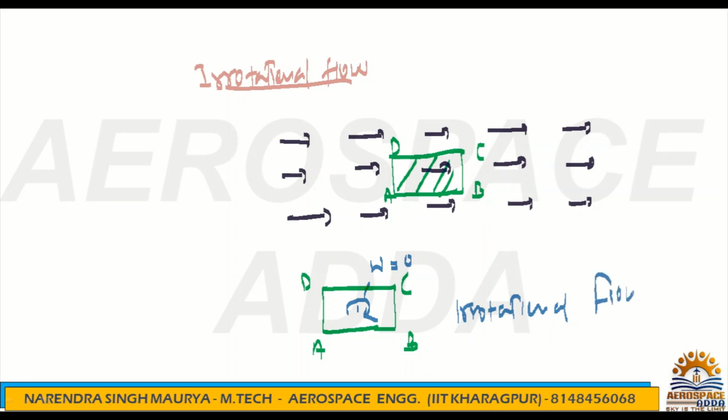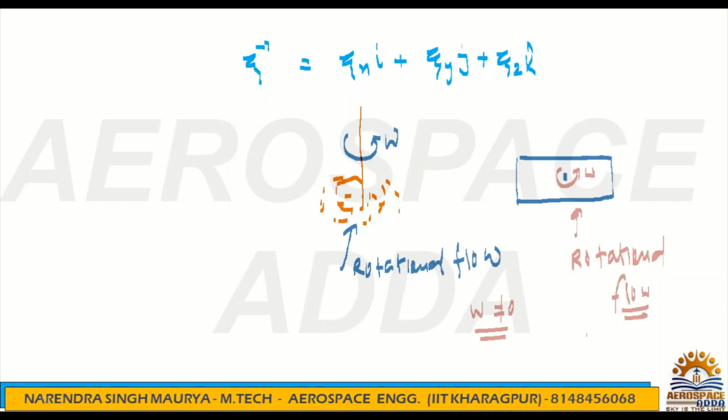Because if angular velocity is there, it means all particles are rotating. Here I have taken one fluid element ABCD. If for this fluid element ABCD we have omega not equal to 0, it means it is rotating. Then it will be called a rotational flow. Last class only I had given the definition also.